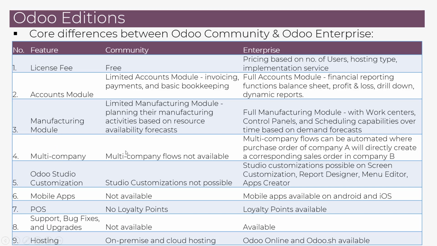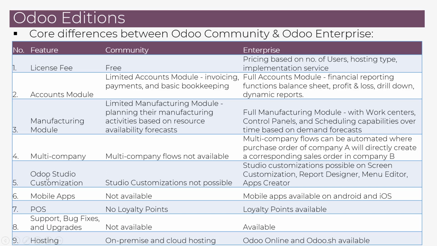On Community, multi-company flows are not available. It does support multiple companies, but you are not able to, for example, raise a purchase order from company A and have it directly appear as a sales order in company B. This feature is only available in the Enterprise version.